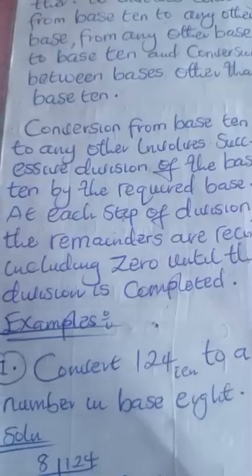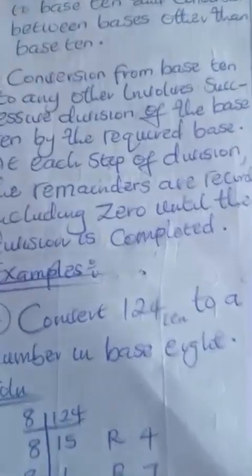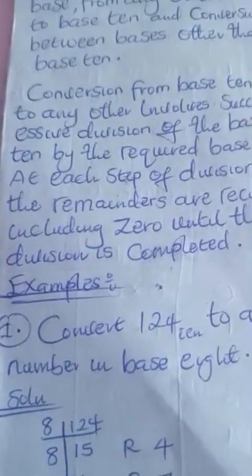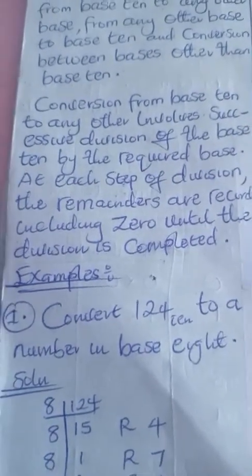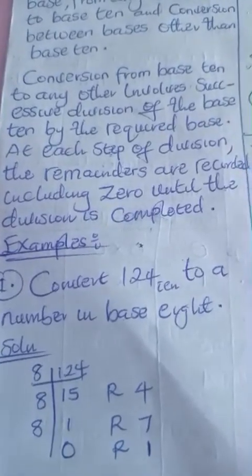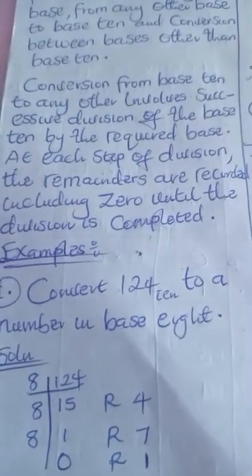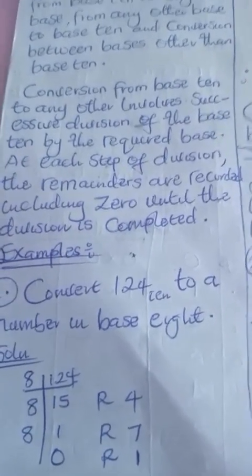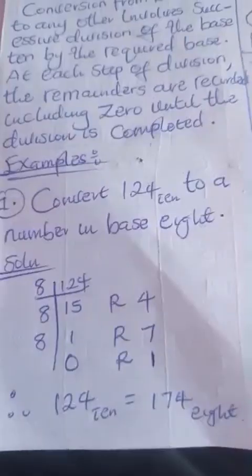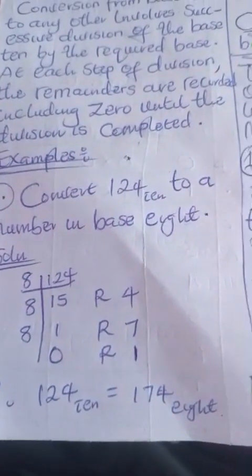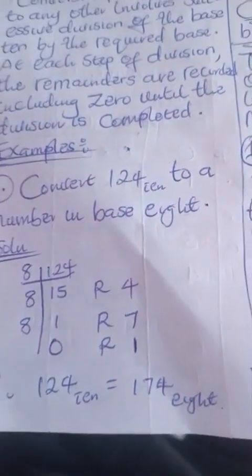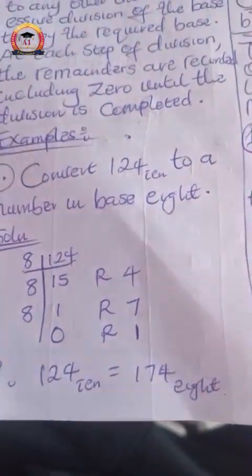Okay. Now, conversion from base 10 to any other base involves successive division of the base 10 number by the required base. At each step of the division, the remainders are recorded, including zeros, until the division is completed. Example, convert 124 base 10 to a number in base 8.